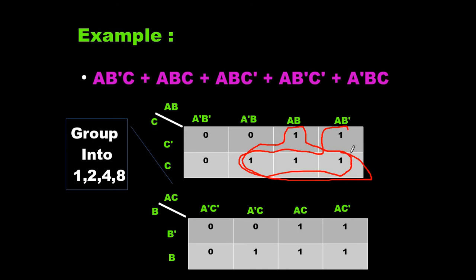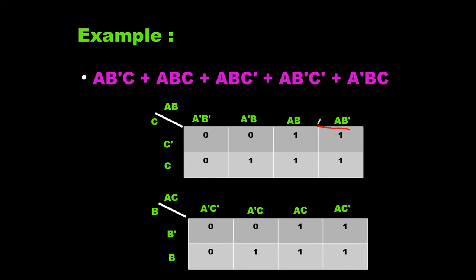For this one, I can group those representing what? The A. And I can group twos, those representing what? What do you think they represent? Do they represent A? No. This is A naught and this is A. Do they represent B? Yes. And they represent C also.